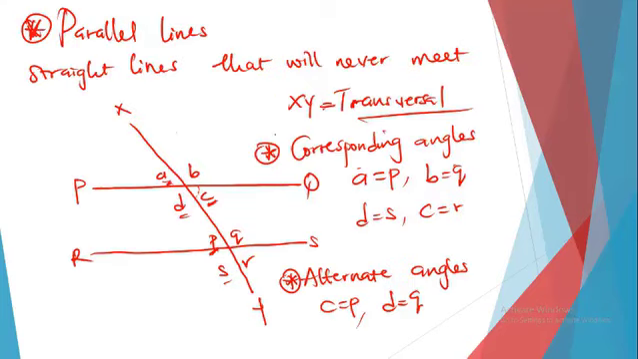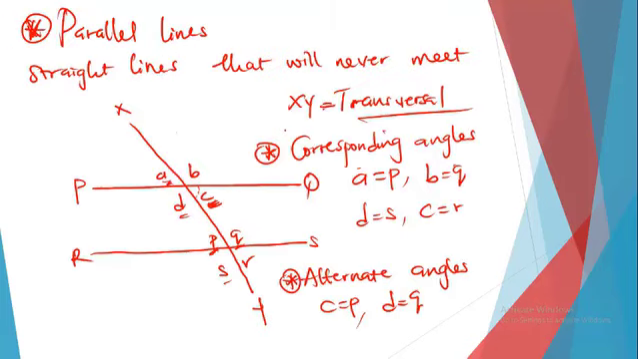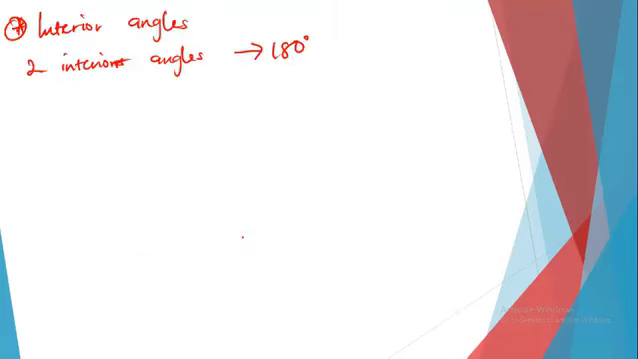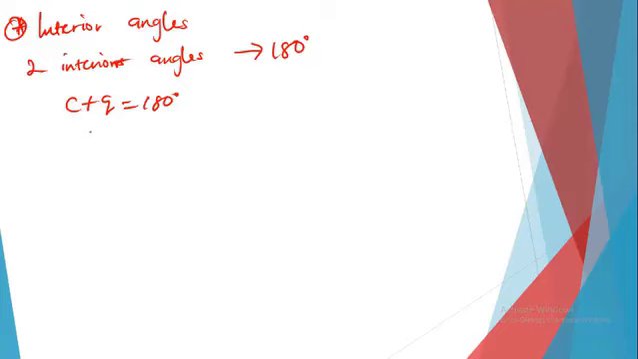Let's go back to our diagram. We have C and Q. C and Q are said to be interior angles. So it means that C plus Q is equal to 180 degrees. Also, D and P are interior angles. So D plus P is also 180 degrees.